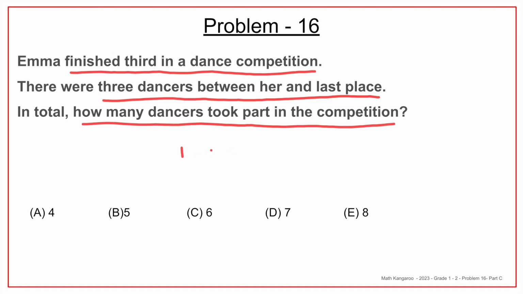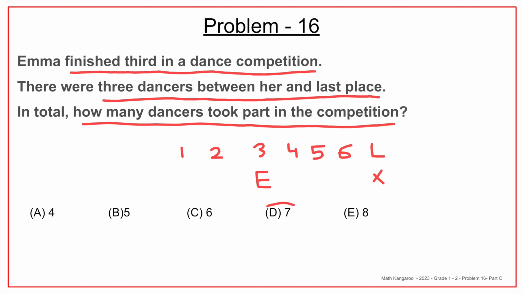So there are 1, 2, 3. So Emma finished third here. There were 3 dancers between her and the last. So there were 3 in between. So 4, 5, 6 and the last one. So that is the last answer. In total, how many dancers took part in the competition? So we have 1, 2, 3, 4, 5, 6 and 7.